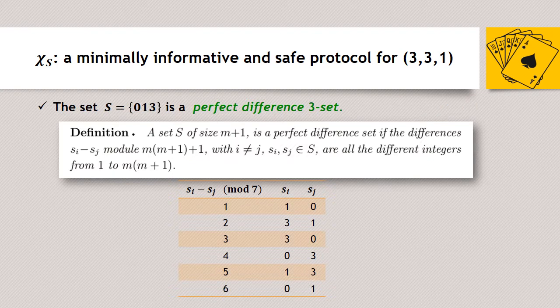For this construction, first we need a perfect difference set of size 3, which we call S. In particular, this could be the set with elements 0, 1, and 3, given that, as it is shown in the table, the differences modulo 7 of all pairs of distinct elements from the set are all integers between 1 and 6.